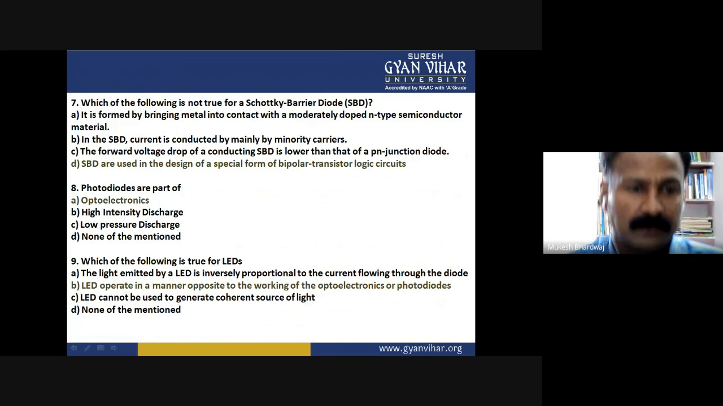9. Which of the following is true for LEDs? The light emitted by LED is inversely proportional to the current flowing through the diode. LED operates in a manner opposite to the working of optoelectronics or photodiodes. LED cannot be used to generate coherent source of light. None of the above mentioned. So option B is correct. LED operates in a manner opposite to the working of optoelectronic or photodiode.